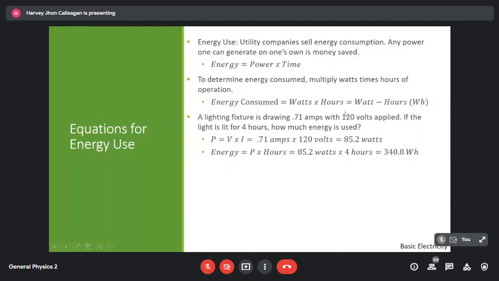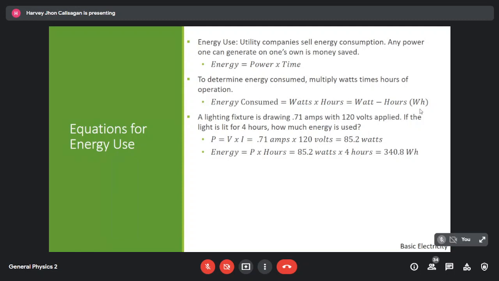And then we substitute the given values to this formula. So we have 0.71 ampere times the 120 volts. Ampere for the current, volts for the voltage. Just multiply the two and you'll get 85.2 watts. But remember, we are looking for the energy used in this specific situation.